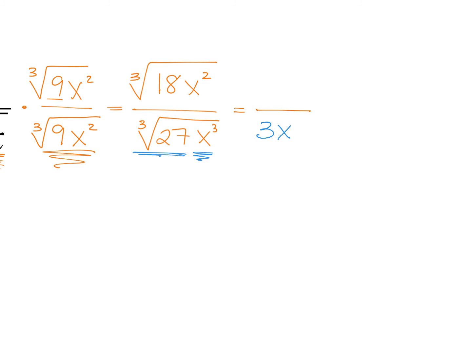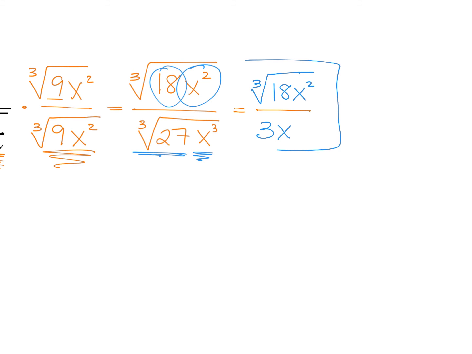Up top, you have to ask yourself, can I take a perfect cube from 18? What's the first perfect cube? 8. Is 18 divisible by 8? What's the next perfect cube? 27. Is 18 divisible by 27? No. So you can't do anything with that 18. Can you take the cube root of x squared? No. So that's just going to stay x squared, which means this is your answer. Okay, got to get the radical out of the denominator. Once you do, if it's as simple as you can go, then you're good to go.